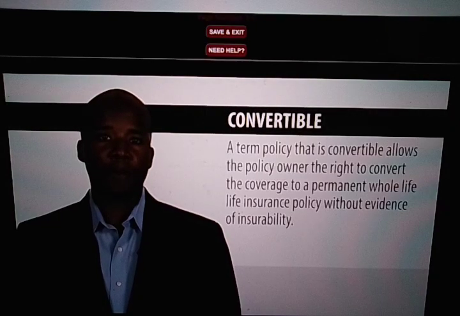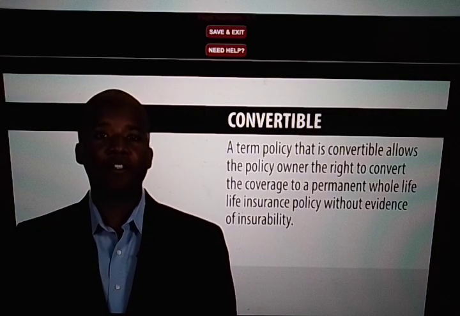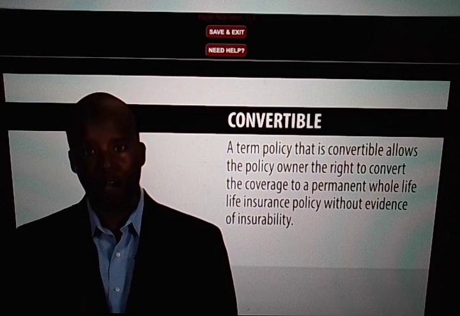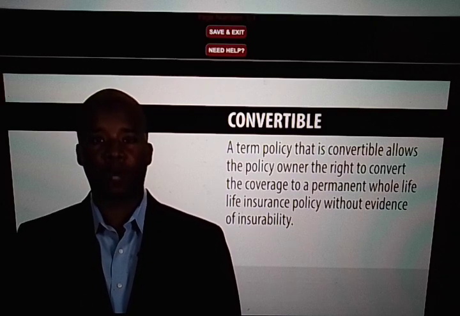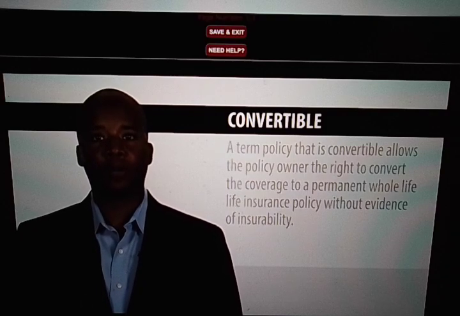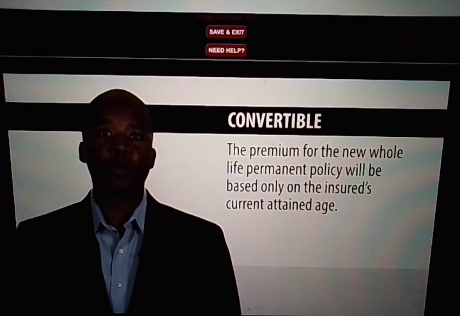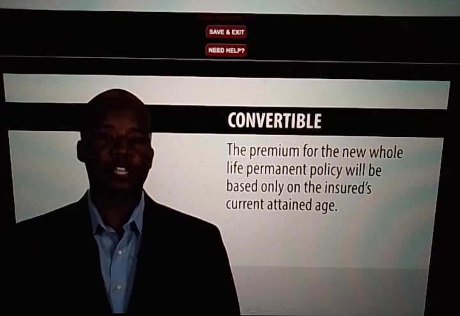Convertible. A term policy that is convertible allows the policy owner the right to convert the coverage to a permanent whole life insurance policy without evidence of insurability. The premium for the new whole life permanent policy will be based only on the insured's current attained age.